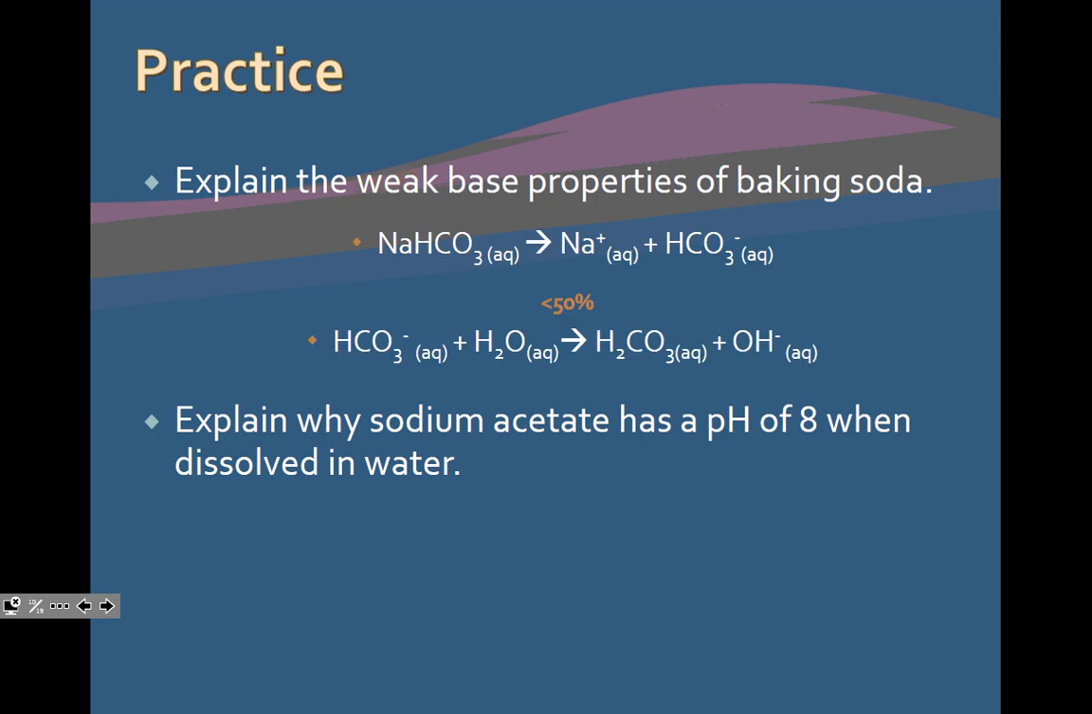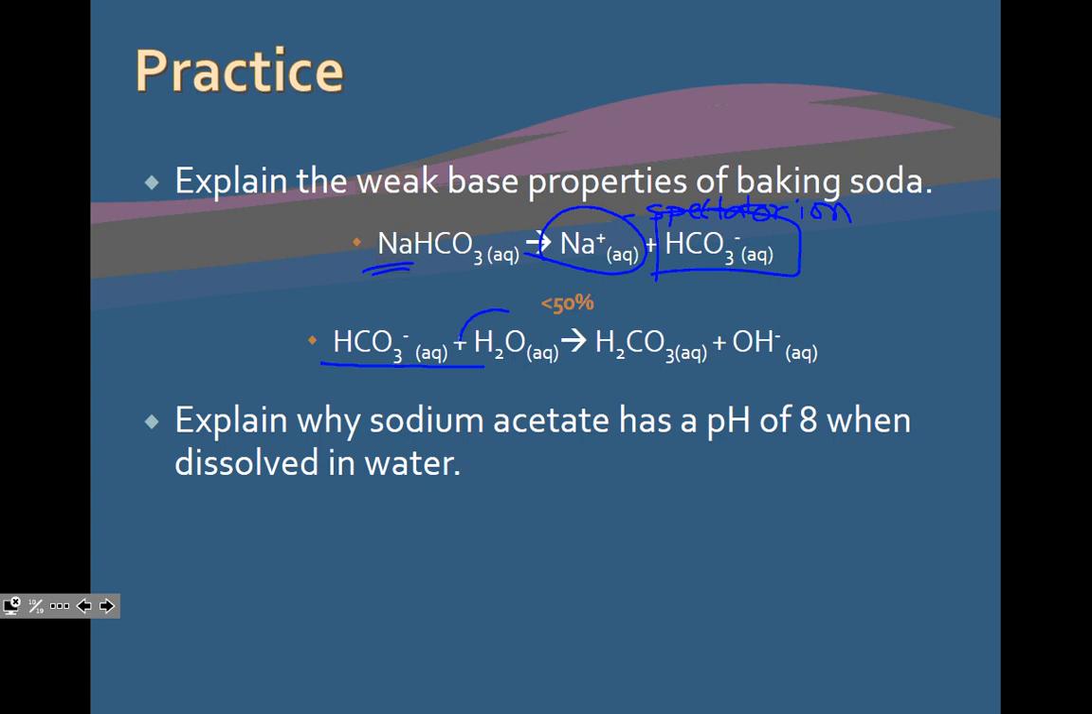So explain the weak base properties of baking soda. Here's an example. Here's your baking soda. Remember, if there's a metal here, we dissociate, right? First, get rid of this. This is a spectator ion. Get rid of it. And then here is our base. Notice that there's no OH in it. There's no hydroxide, so we don't dissociate.